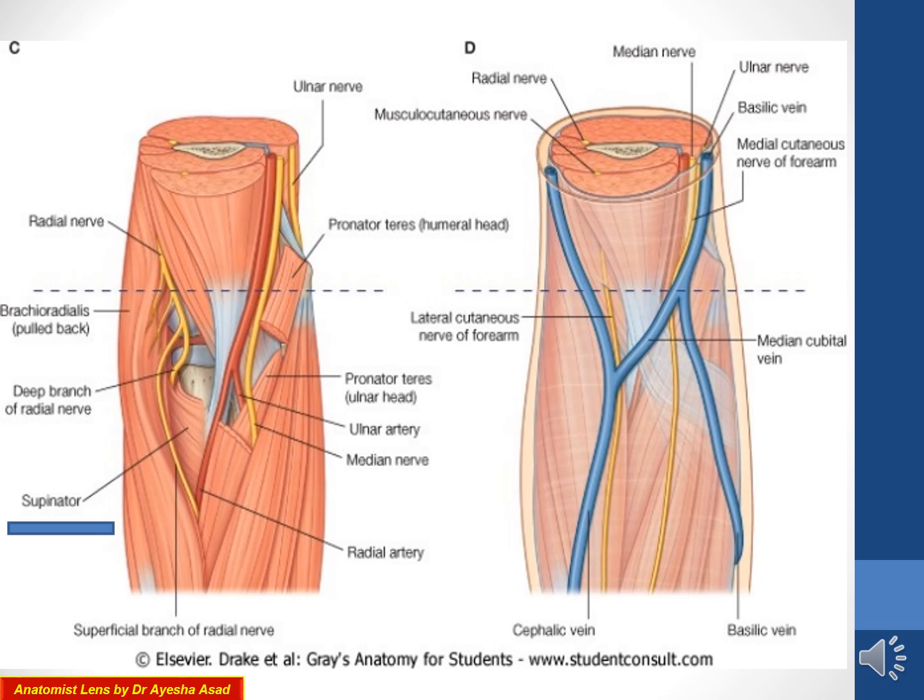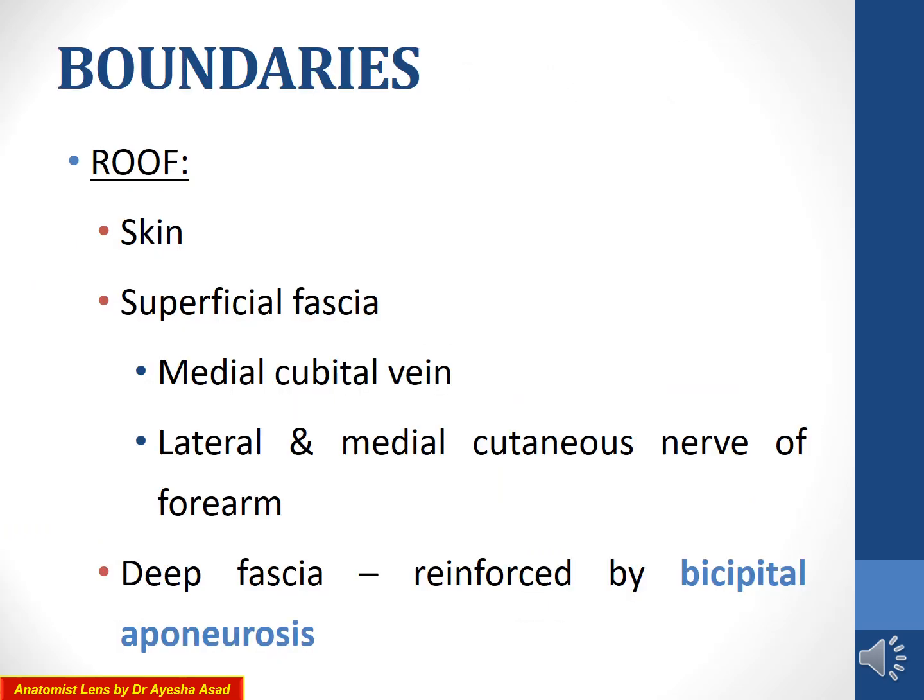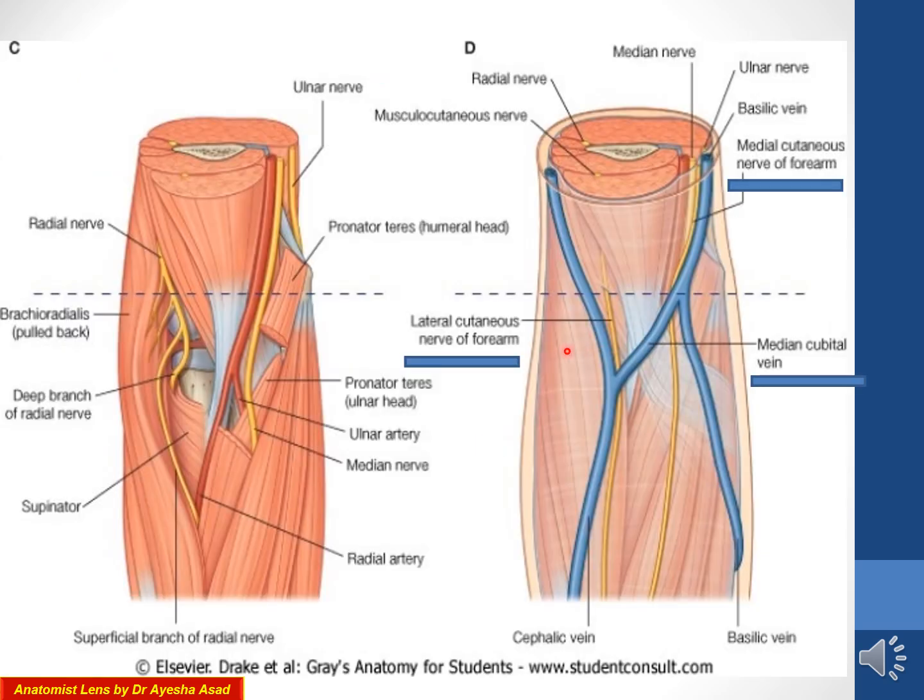So here you can see the supinator muscle. Boundaries. The roof is formed by skin, superficial fascia, median cubital vein, lateral and medial cutaneous nerves of forearm, deep fascia which is reinforced by the bicipital aponeurosis. This is the lateral cutaneous nerve of forearm and the medial cubital vein.